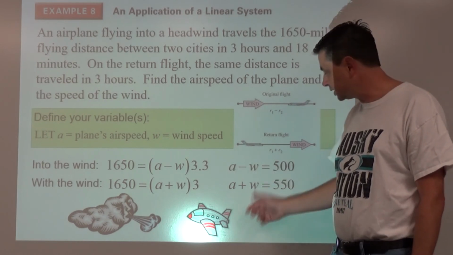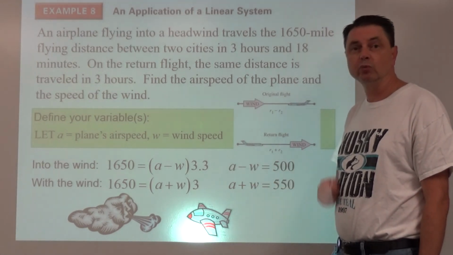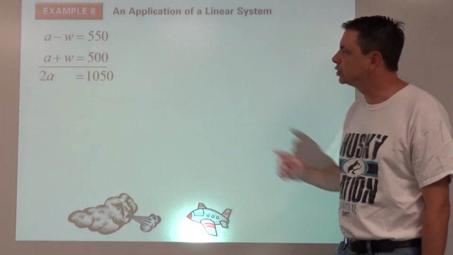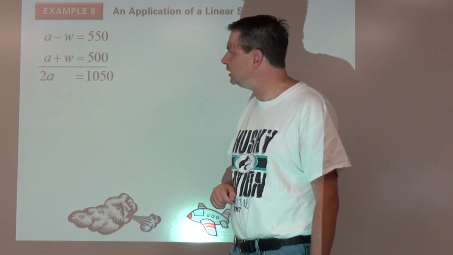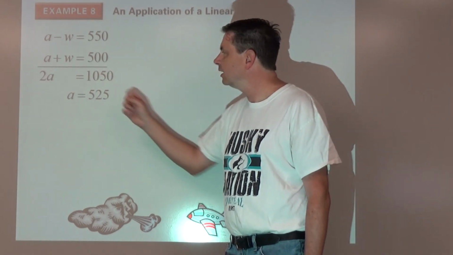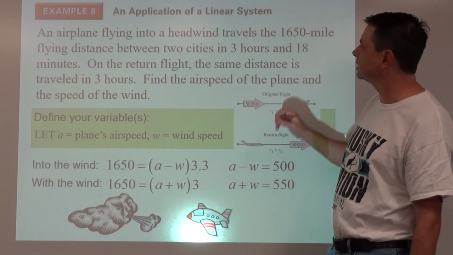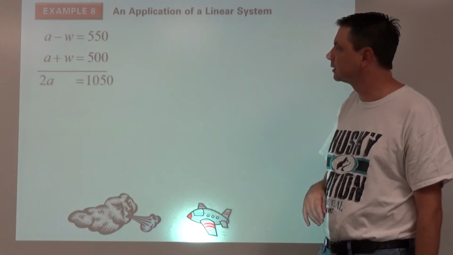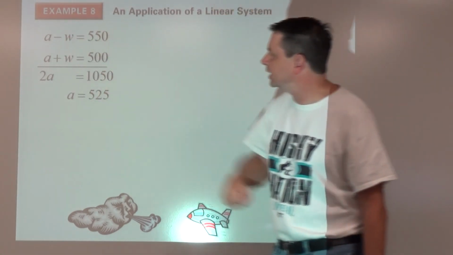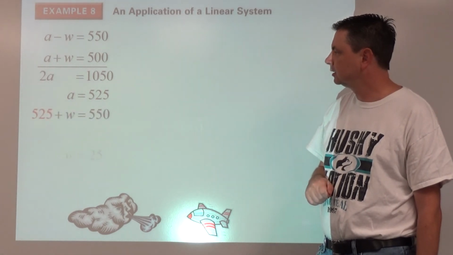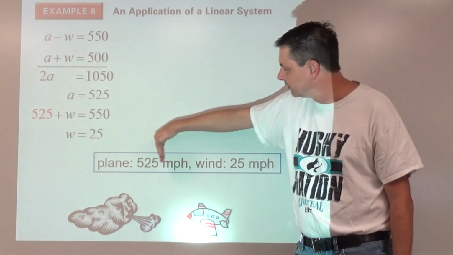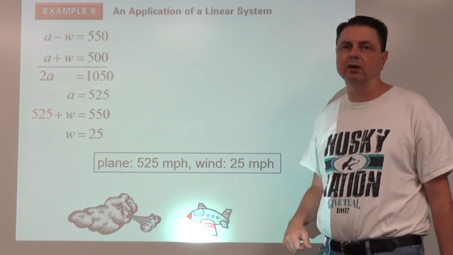Hey, if we just add the equations, the W's will cancel. They'll be eliminated. So 2 times A equals 1,050. Divide by 2, A is 525. Our units, go back for a second. We were talking about miles, so miles per hour. And then plug that back into one of these to find the wind speed, which I think is going to be 25. So the plane is at 525 miles per hour. The wind is at 25 miles per hour.